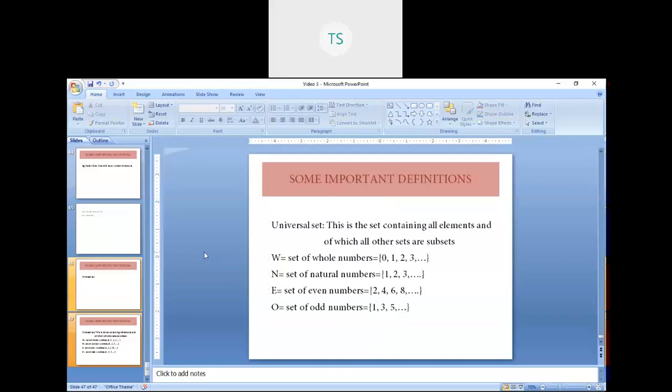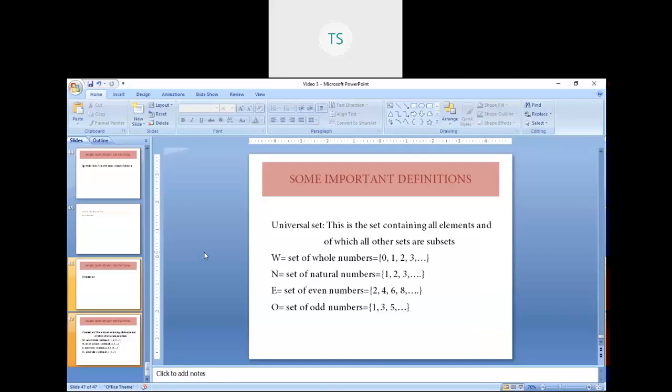So now are you clear about the concept of a universal set? Yes, ma'am. Okay, so this is about some important definitions of set theory. So the next portion will be subsets. See, in set theory, the definitions and examples are important, and next is the subset.